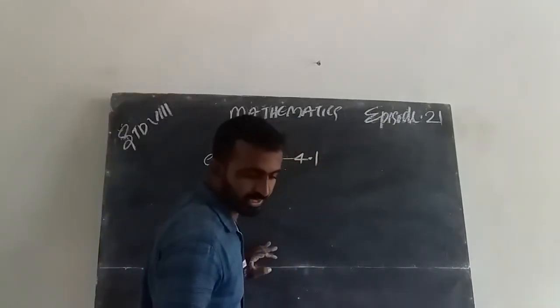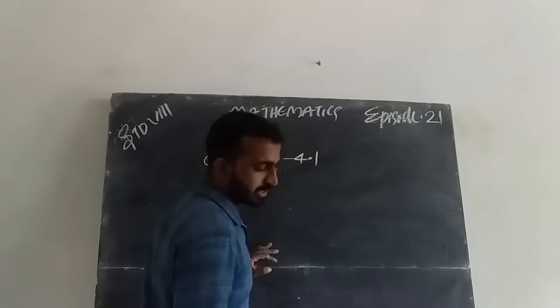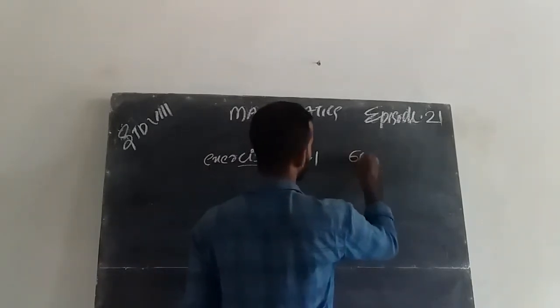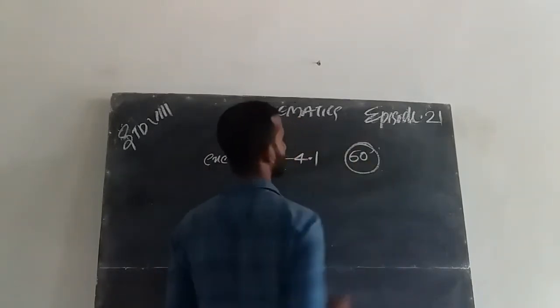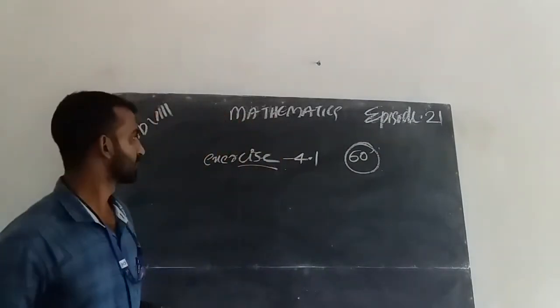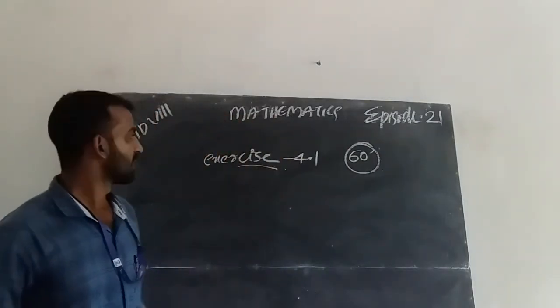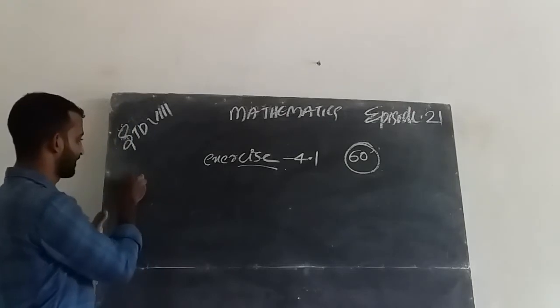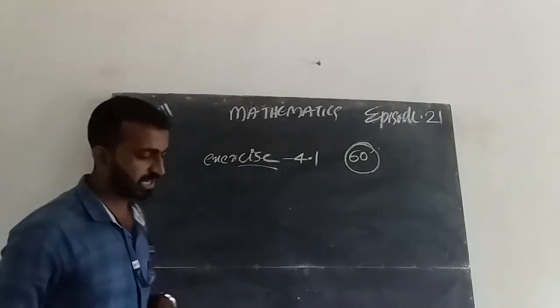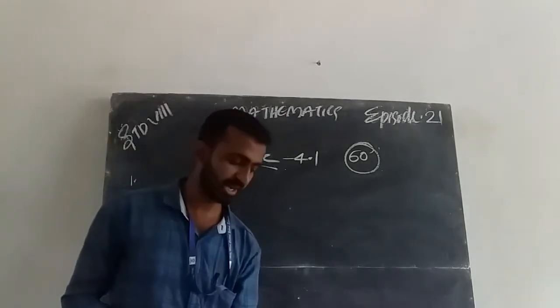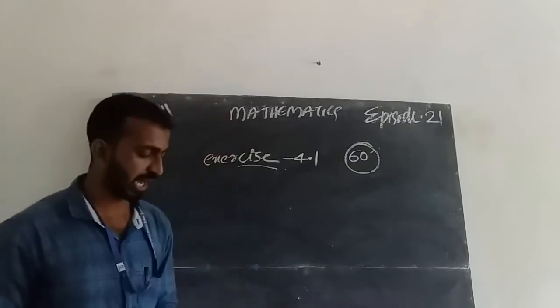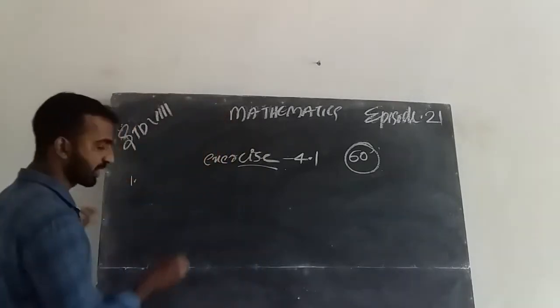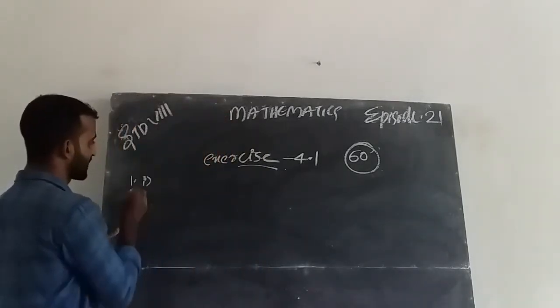Page number is 60. So first question is what? Construct the following quadrilaterals. First one is quadrilateral ABCD. First question is ABCD.